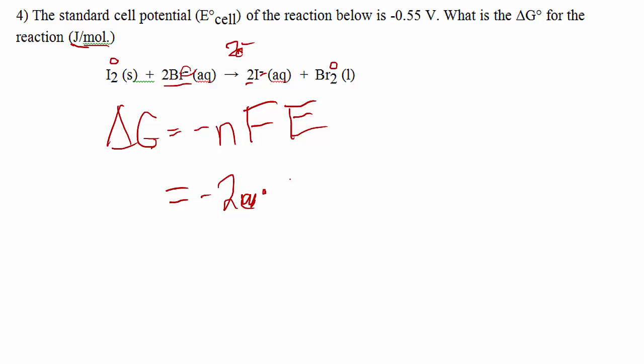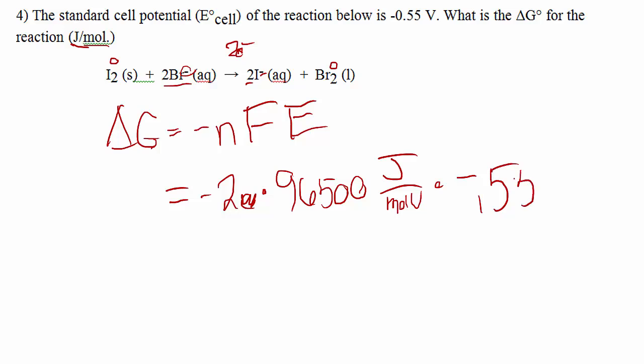So 2 times, in joules per mole, 96500 joules per mole volt times the E0 cell of negative 0.55 volts. And what do we get when we plug and chug those? You have 1.1 times 10 to the 5th. Big number. Cool.